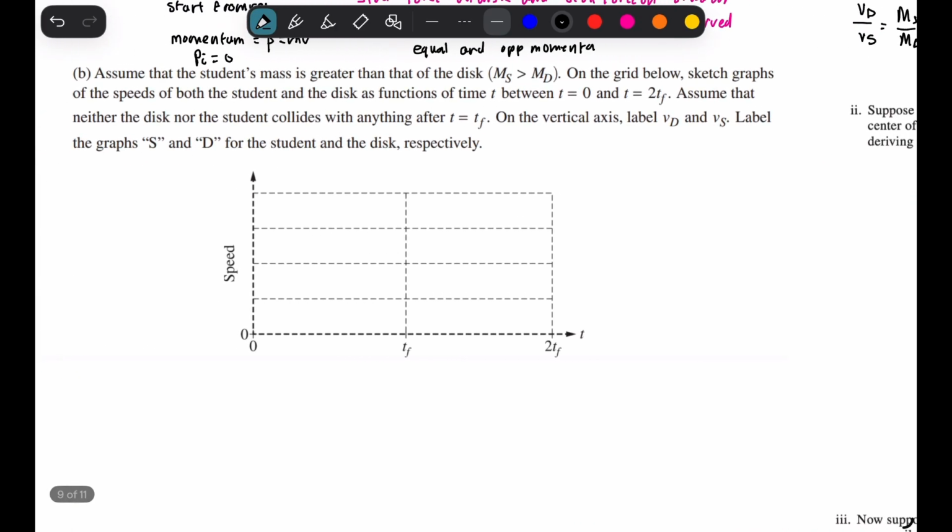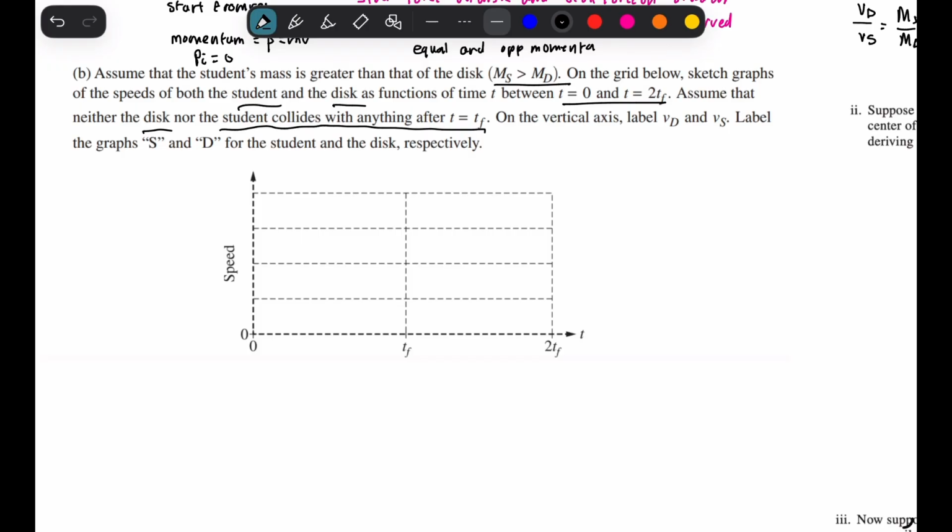Now, assume the student's mass is greater than that of the disc. Sketch the graphs of the velocity for the student and the disc as functions of time, between time equal to 0 and time equal to 2 t_f. Assume that neither the disc nor the student collides with anything after time t_f. On the vertical axis, label v_D and v_S. Label the graphs S and D for the student and disc, respectively.